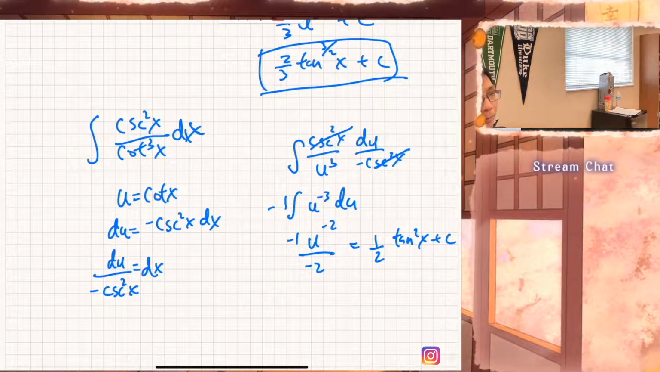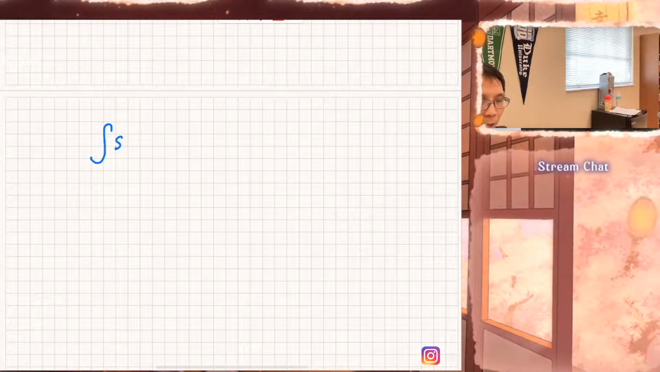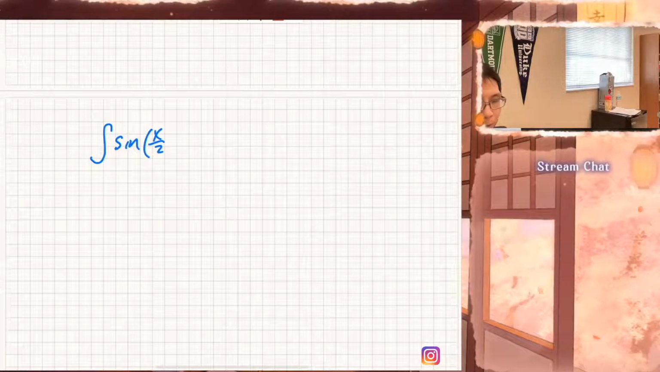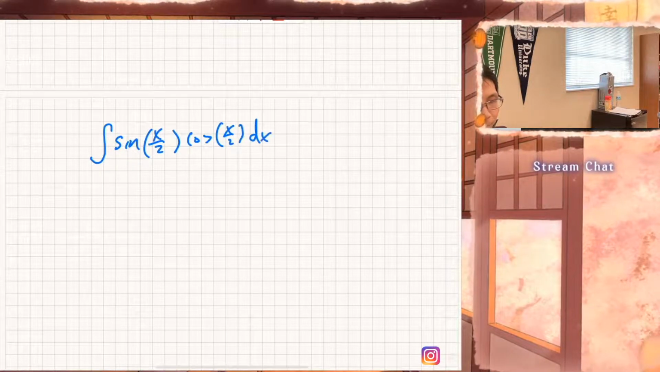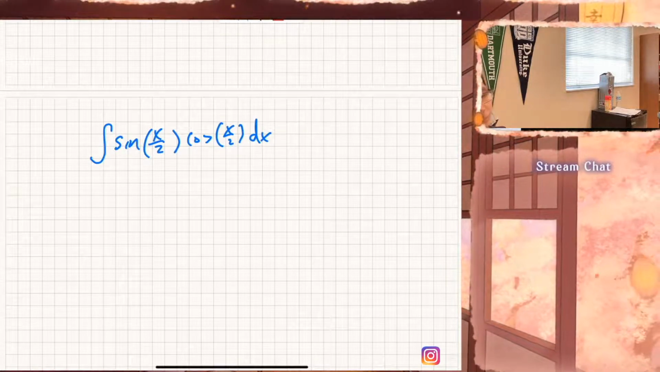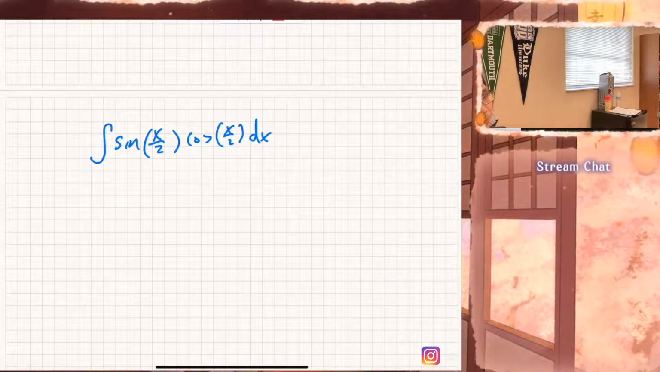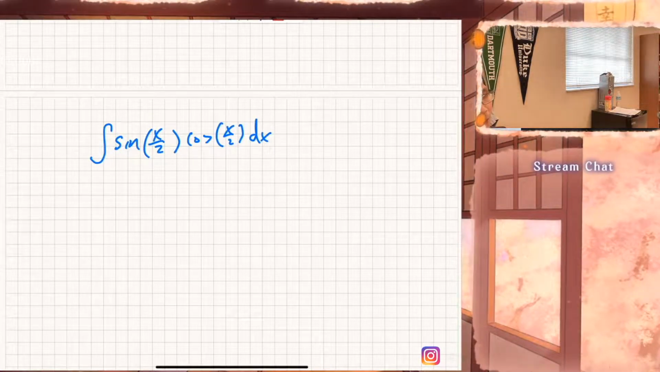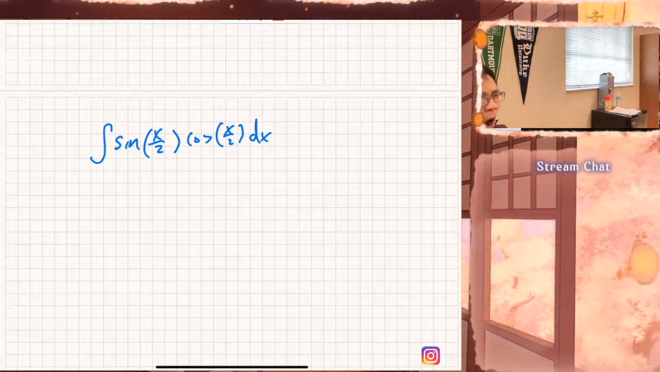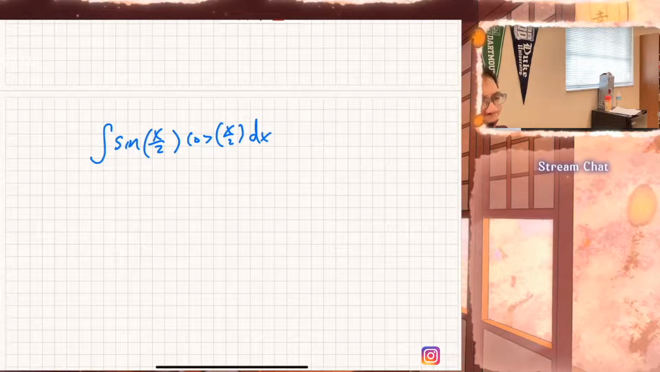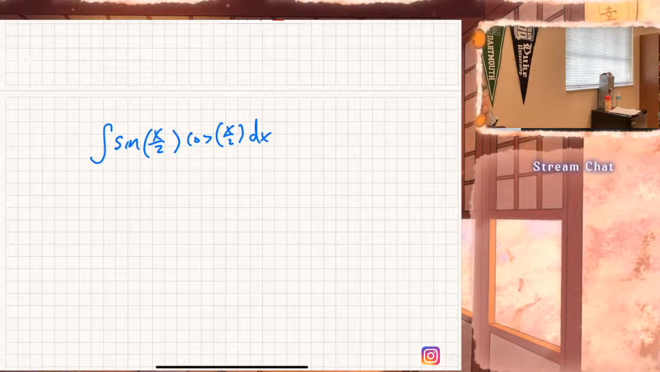Question about this part. How about if I have the integration of sine of x over 2 times cosine of x over 2 dx? Dang, this one's really wrecking my brain. Okay, I recommend cosine, negative sine. So maybe we should do sine. Let's make sine equal to u. Just because I feel like it.